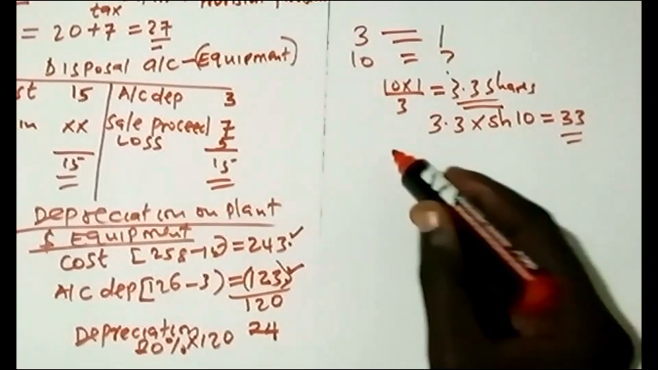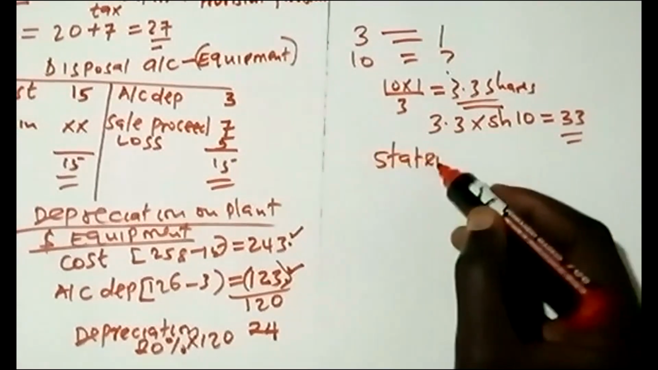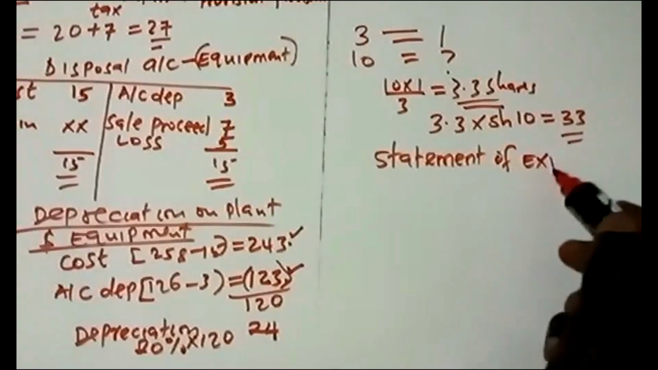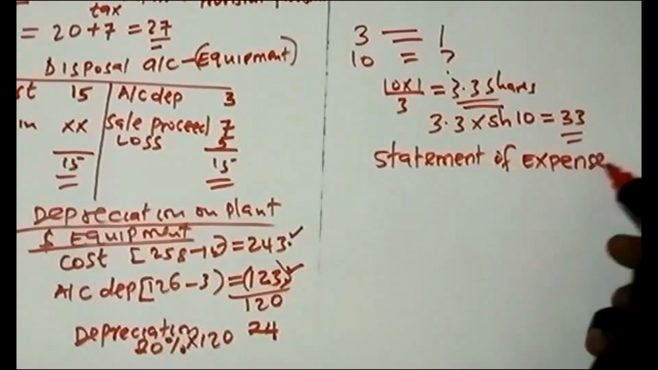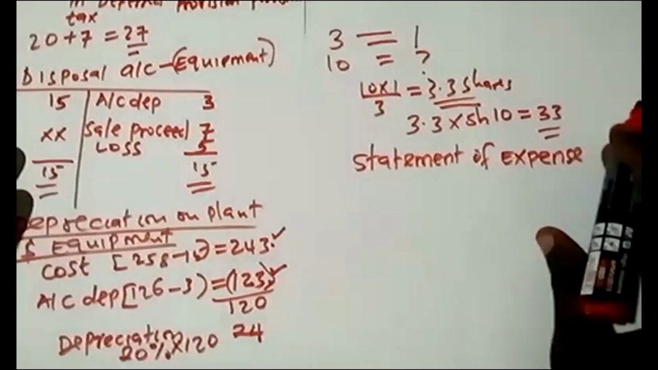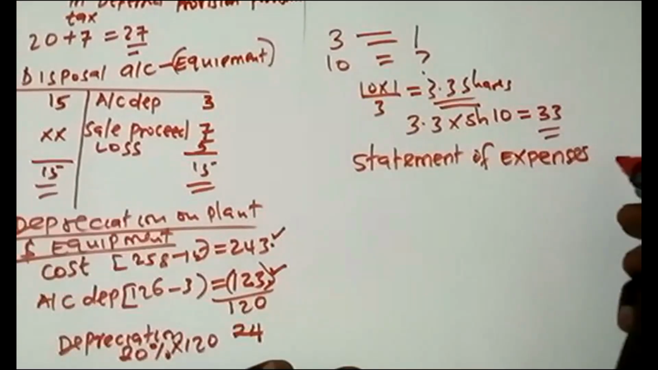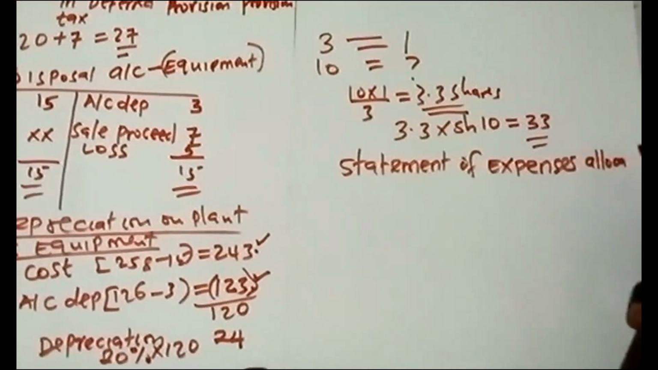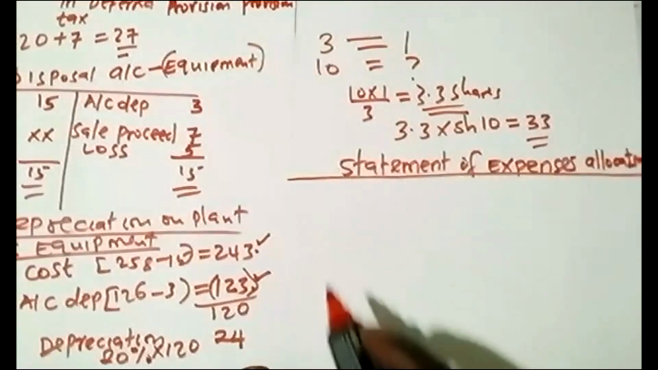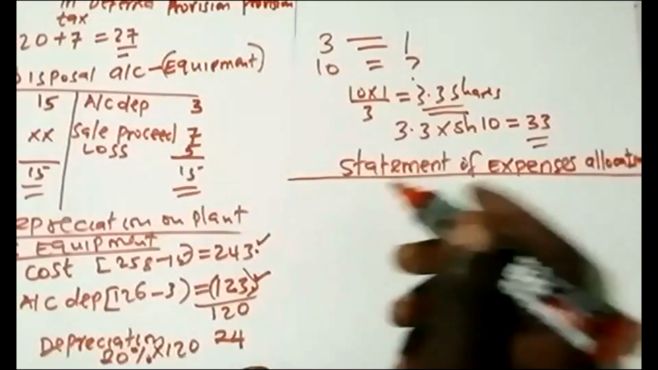What I will do next is only the statement of changes in equity. 300. Which 300 are you speaking about, my good student? I can correct you. It's 33. It's 300 or 33.